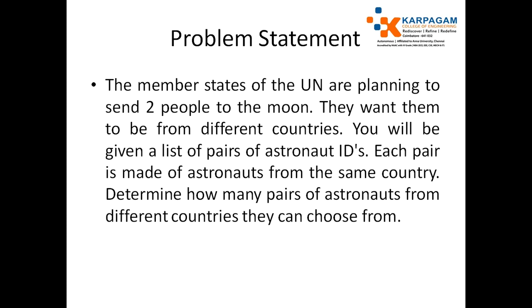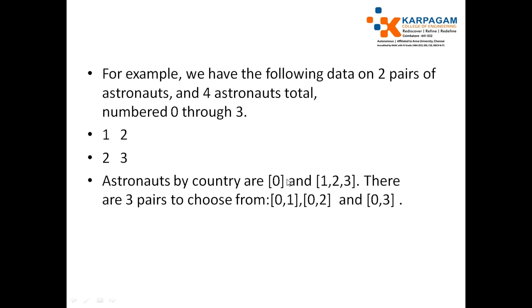You need to understand this problem very clearly. So there is a plan to send people to the moon. They want them to be from different countries. So they need to fetch the combination or the pair from different countries. You will be given a list of pairs. Each pair is made of astronauts from the same country. So how many pairs from different countries can be chosen? That is what you need to identify. You will probably get a hold of this problem by seeing the example.